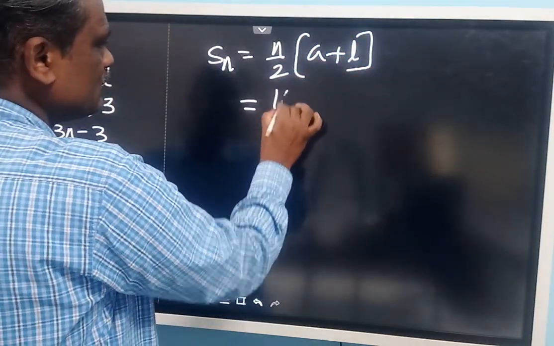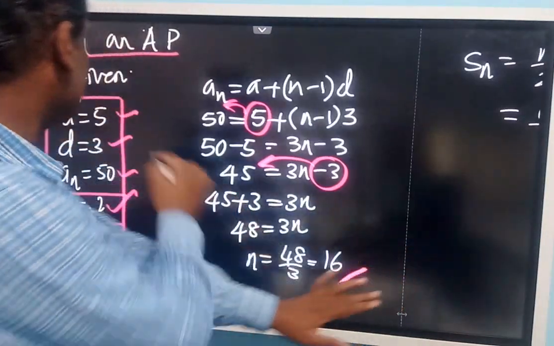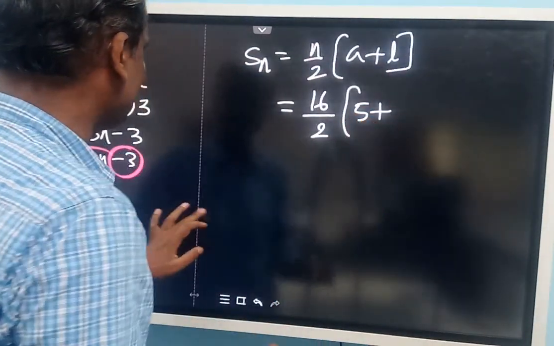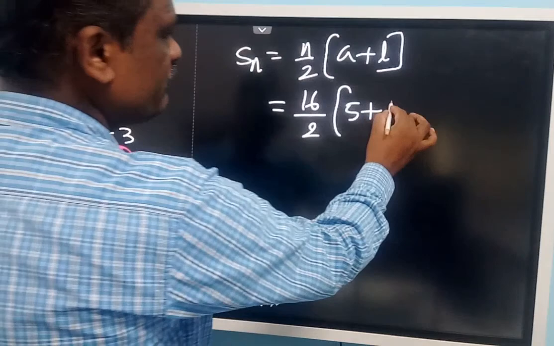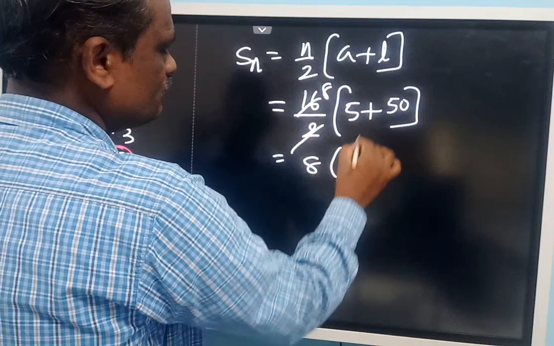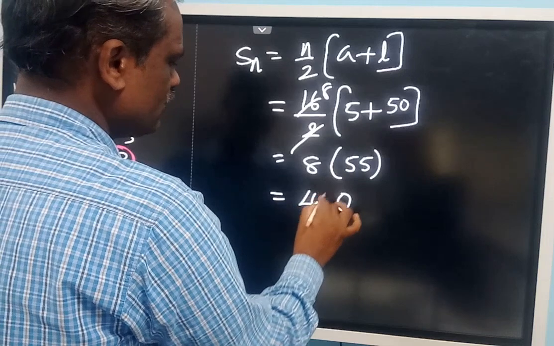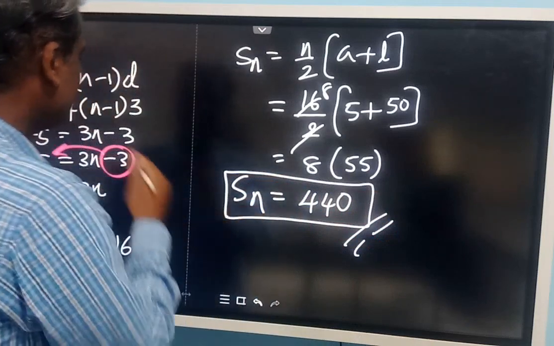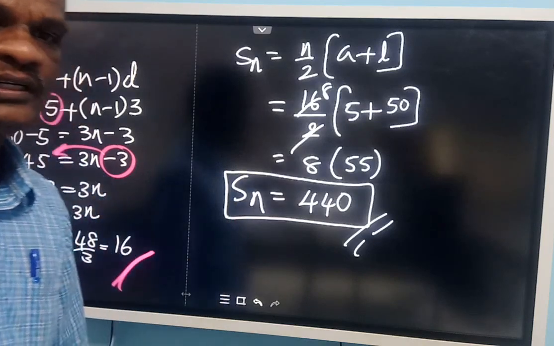So there are 16 terms. You write n is equal to 16, so 16 by 2. The first term of this arithmetic progression is 5, so you can use a is equal to 5 here. And the last term is nothing but the nth term, an is equal to 50, so you can write 50 here. Simplify this one. 2 eights are 16, so 8 into 55. Multiply: 8 fives are 40, 8 fives are 40 plus 400, so 440. This is the sum of n terms. The 16th term is the nth term here, so S16 is 440.